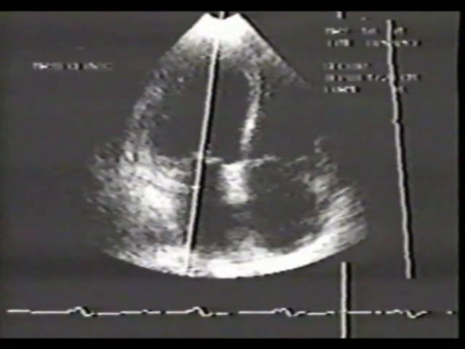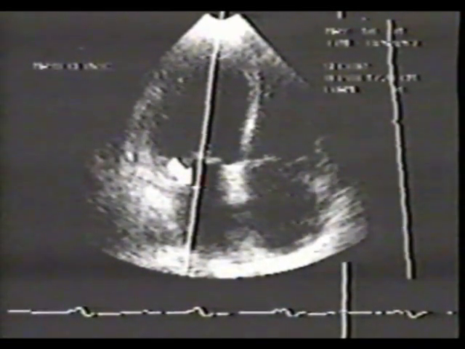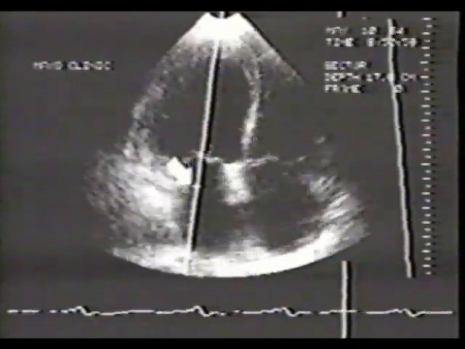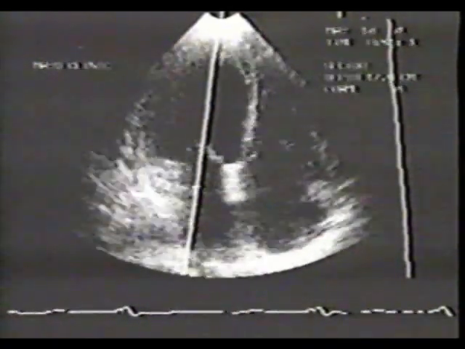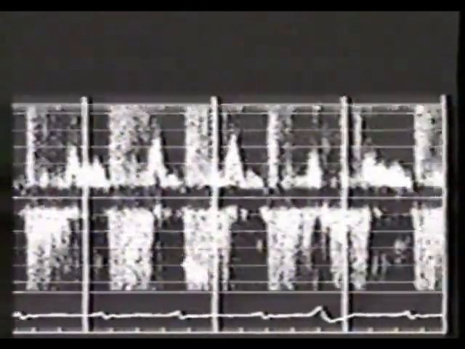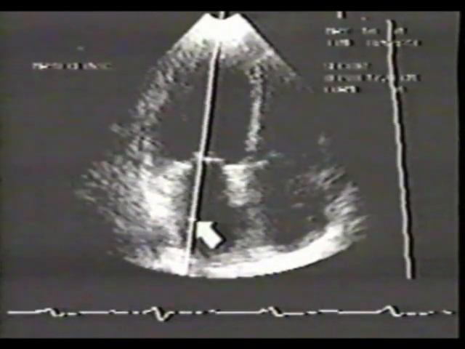The sample volume has now been moved to a position approximately 2 centimeters deeper in the left atrium. In the Doppler spectrum that follows, you will see that the mitral regurgitant jet can also be detected at this level in the atrium. Pulsed wave Doppler, then, is useful for detecting flow disturbances at specific locations within the heart and great vessels.